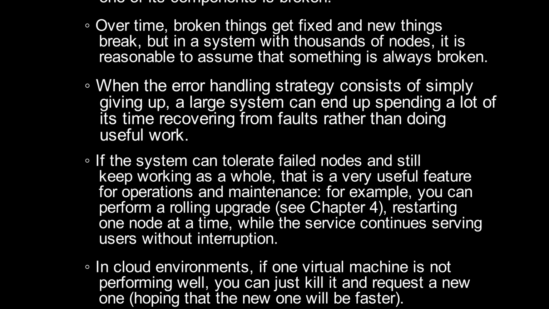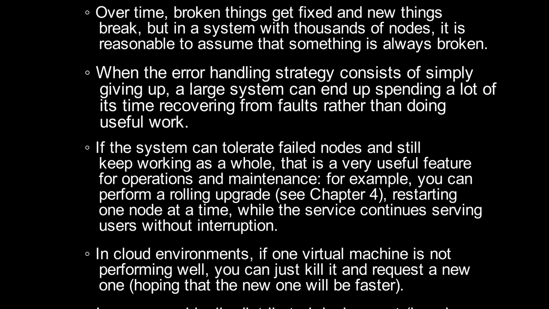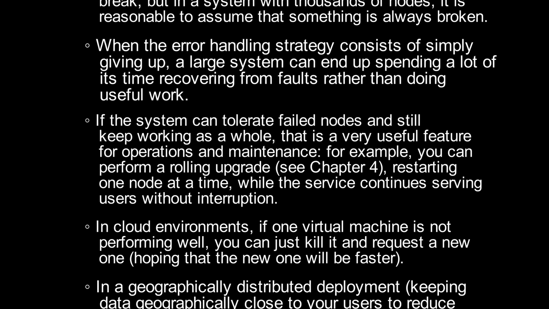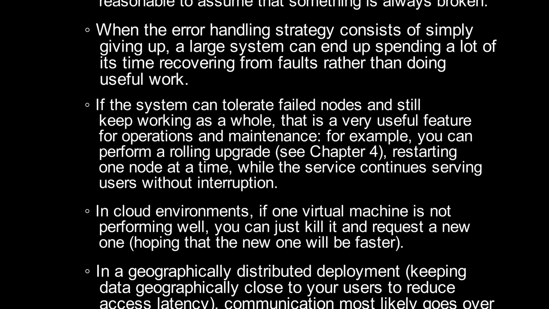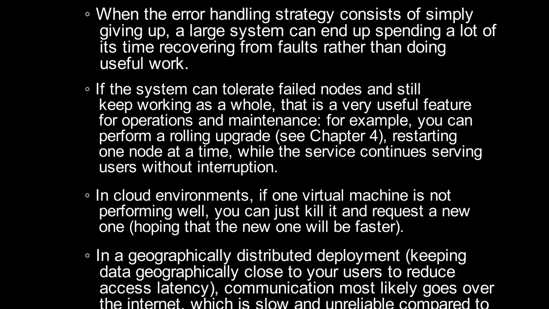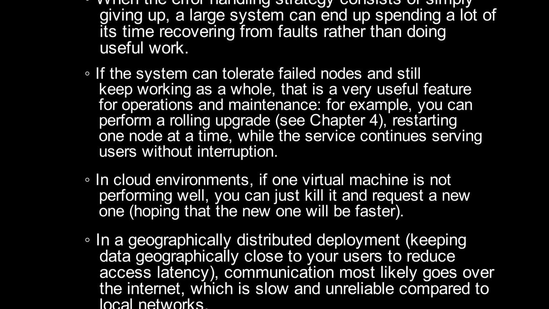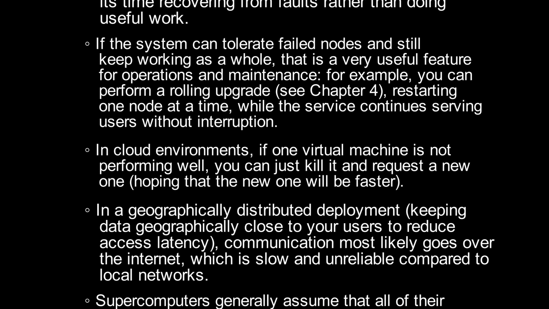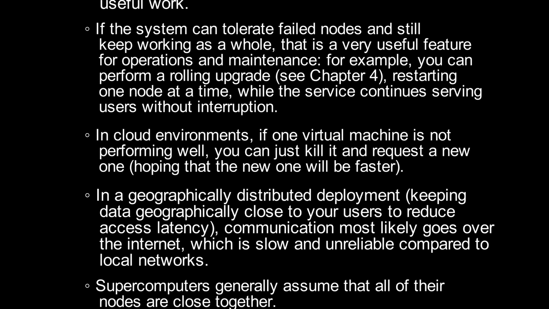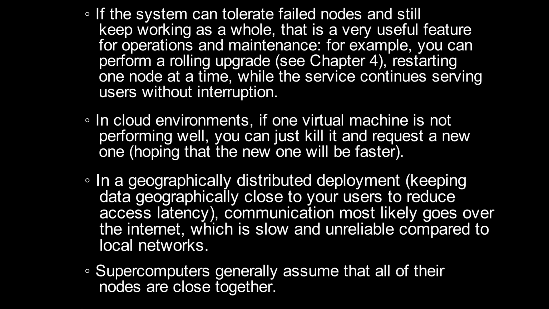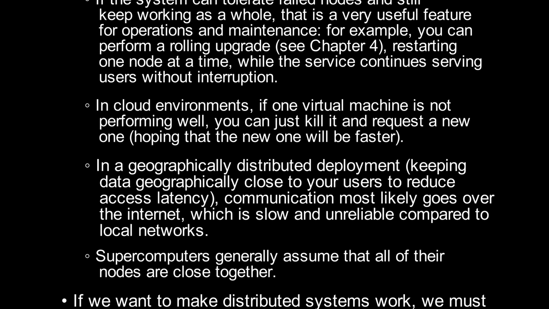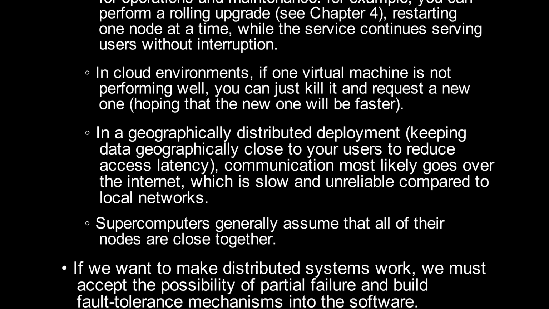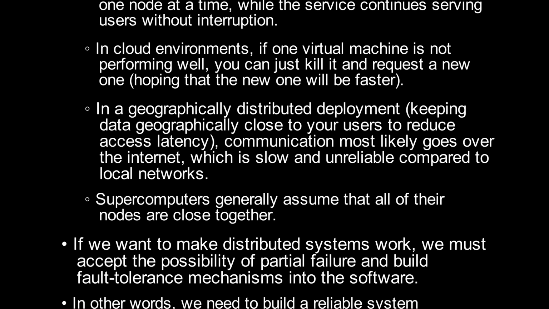See Chapter 4: restarting one node at a time, while the service continues serving users without interruption. In cloud environments, if one virtual machine is not performing well, you can just kill it and request a new one, hoping that the new one will be faster. In a geographically distributed deployment, keeping data geographically close to your users to reduce access latency, communication most likely goes over the internet, which is slow and unreliable compared to local networks. Supercomputers generally assume that all of their nodes are close together.